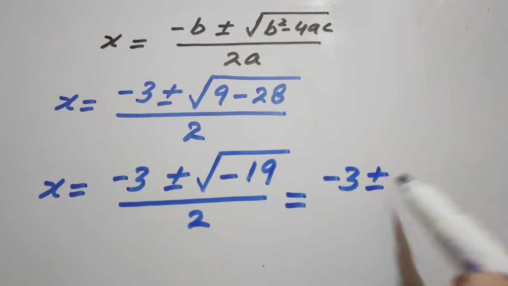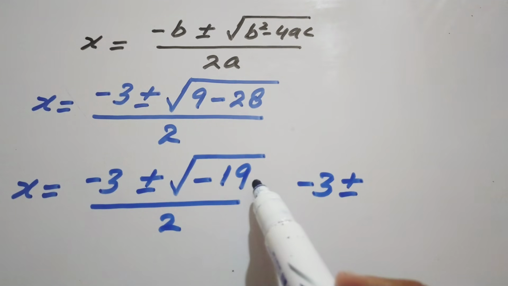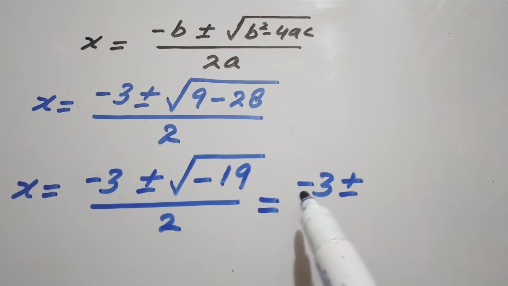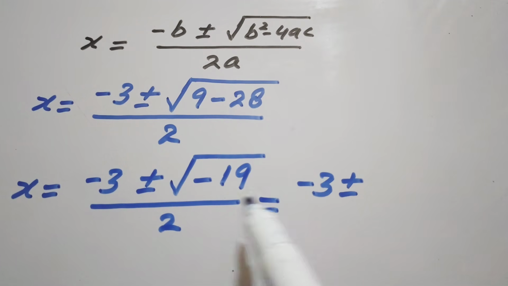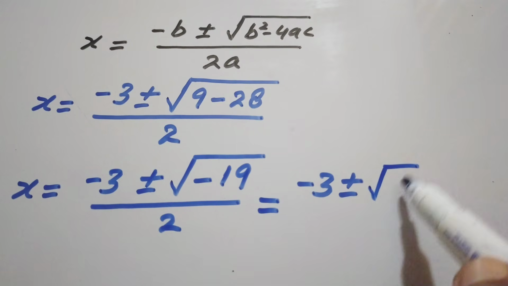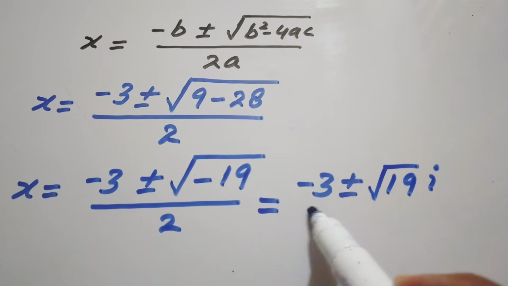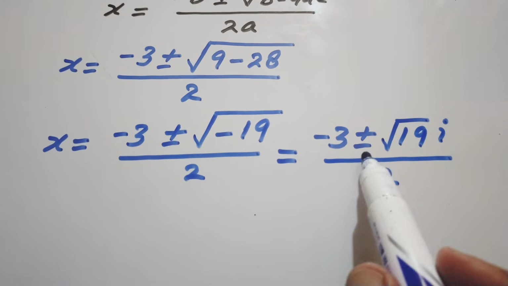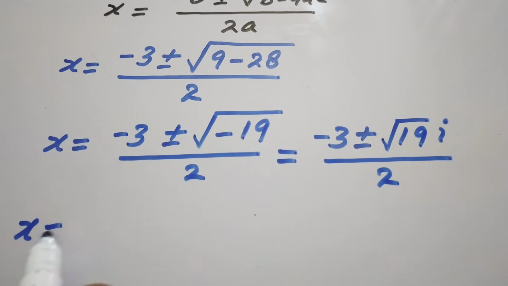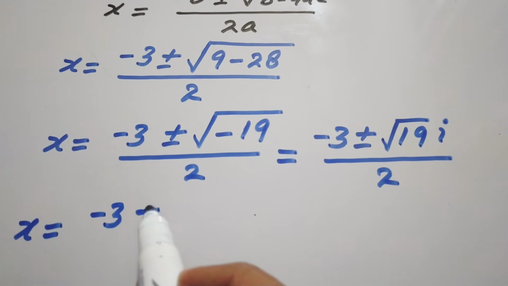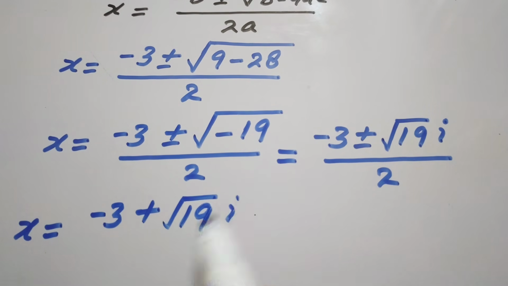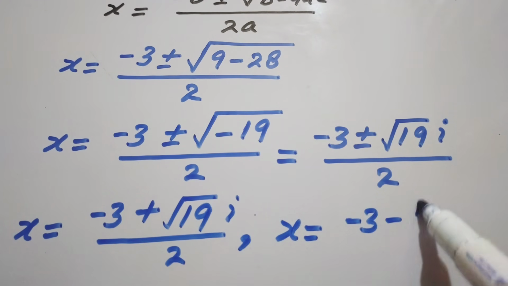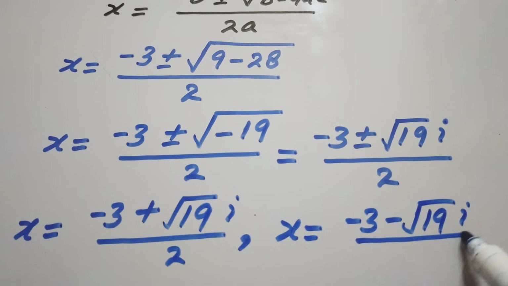And minus 3 plus minus, we will write this as 19 multiplied by minus 1, and after this by taking the square root individually, square root of 19 and square root of negative 1, which is iota. So we will write this as root 19 iota divided by 2. So from this we get two values of x: x is equal to minus 3 plus root 19 iota divided by 2, and x is equal to minus 3 minus root 19 iota divided by 2.